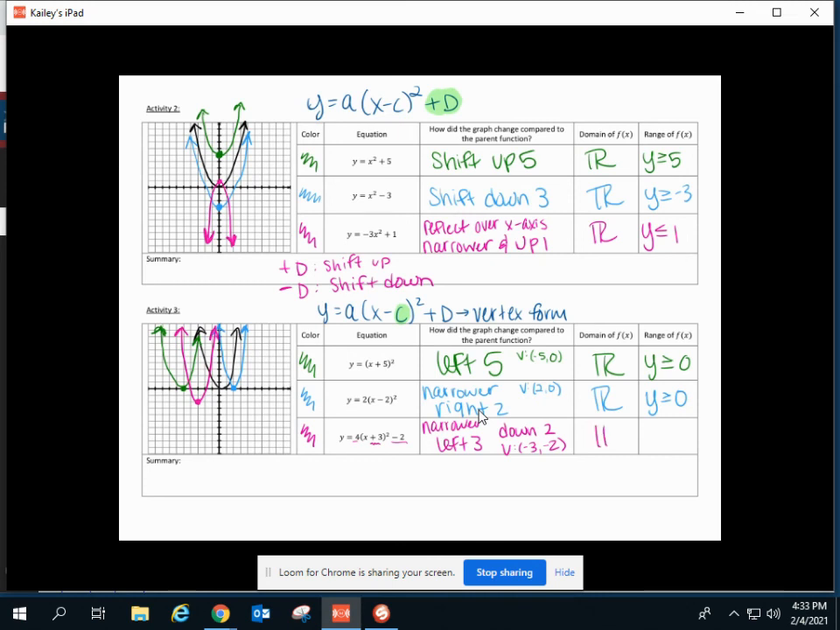So we've got all real numbers for the domain. The range has changed a little bit because our vertex is down here now. The lowest y value is going to be -2, and it's still going to be greater than or equal to -2 because this one opens up.